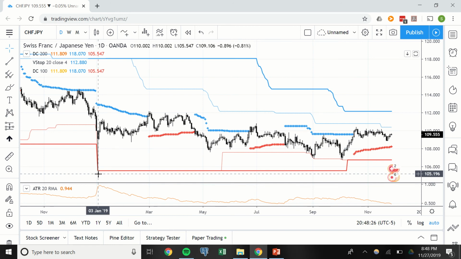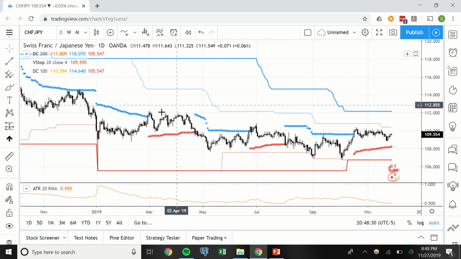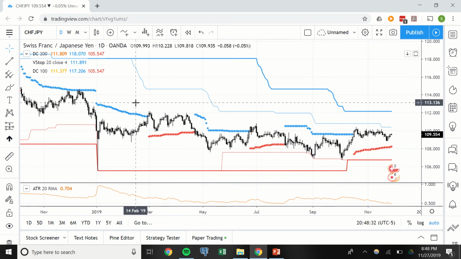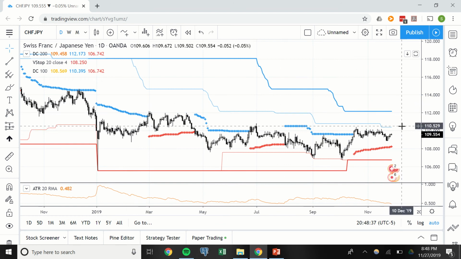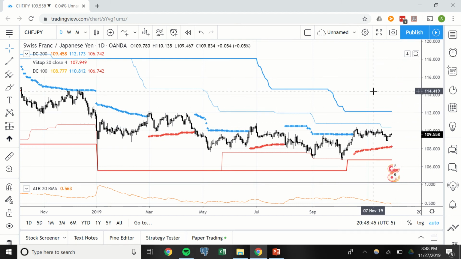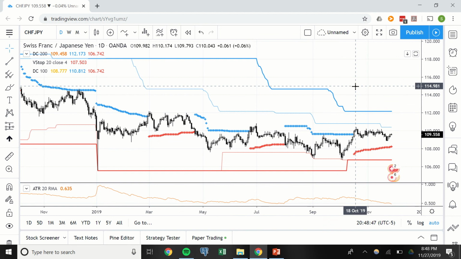Similar to this one, you would have been short back here, and you'd still be short now, although your stop would be right here at this point. So you're getting close to the stop, but it didn't get hit today. You didn't get a long signal either, so this would still be a short position.